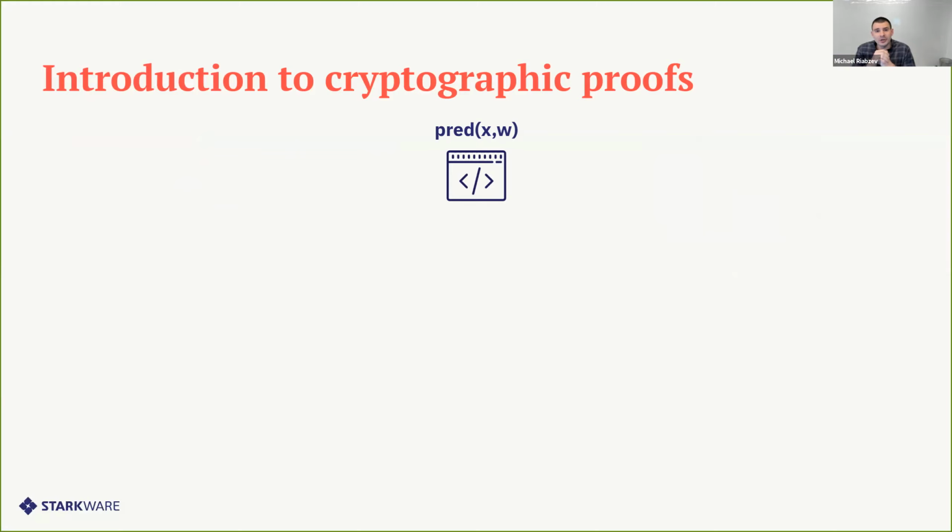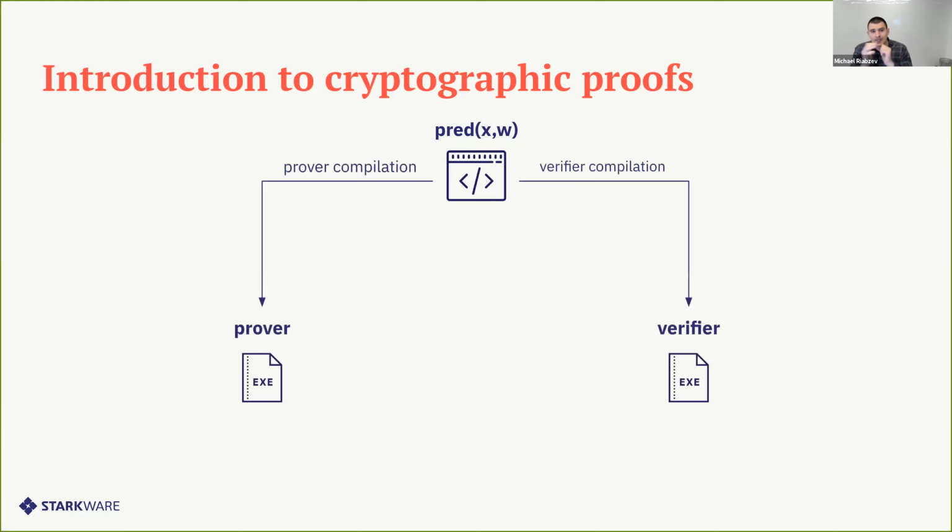about it as a program that gets an input and outputs true or false. True, the predicate accepted the input. False, the predicate rejected the input. Using a cryptographic proof protocol, we can compile this predicate to two executables. We can compile it to a prover executable and a verifier executable.